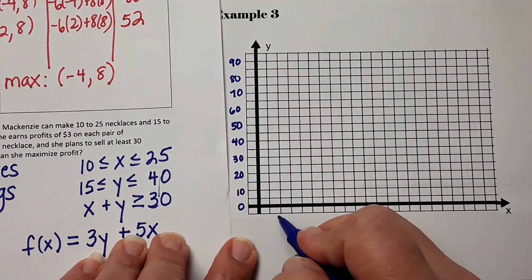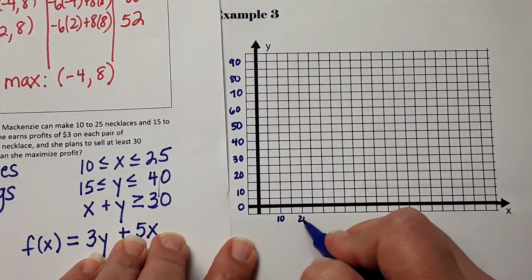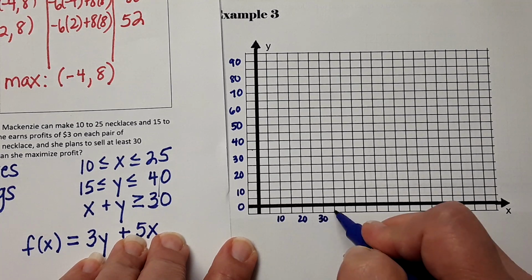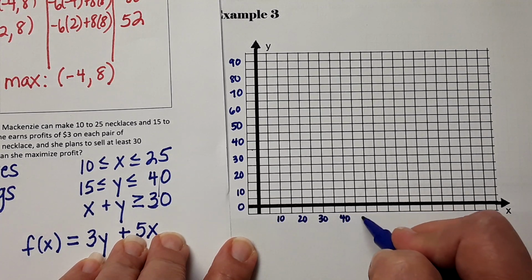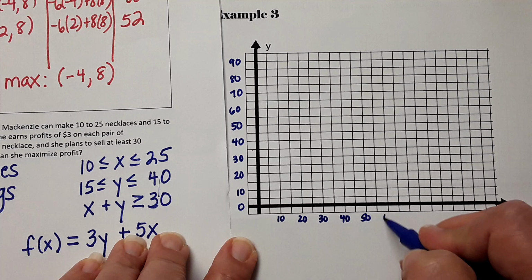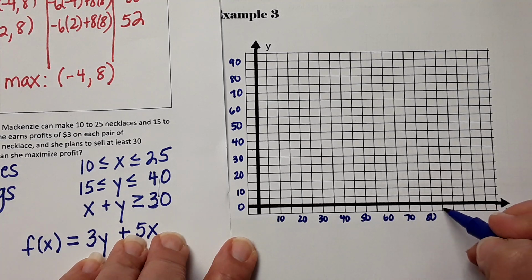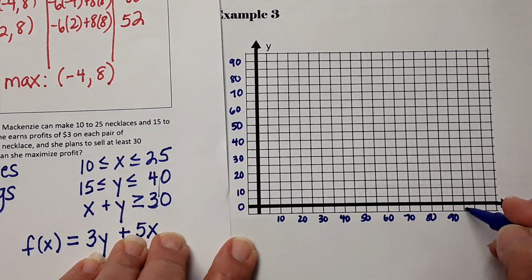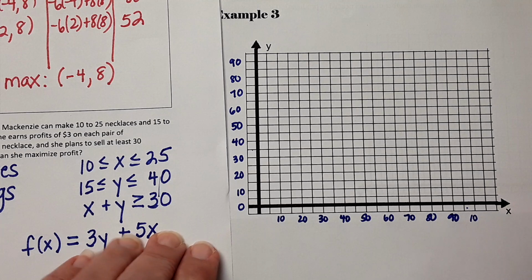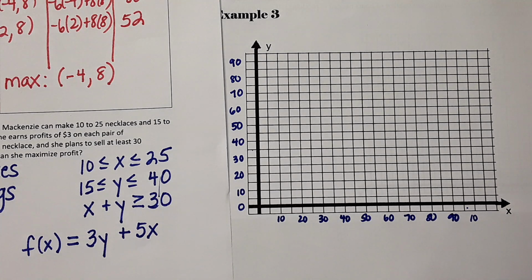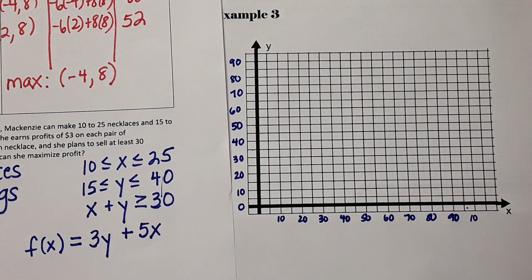So this is 5, 10, 15, 20, 25, 30, 35, 40, 45, 50, 55, 60, 65, 70, 75, 80, 85, 90, 95, 100. Oh, it's too bad the Y's wasn't a little bit bigger, right? We could have counted by twos.